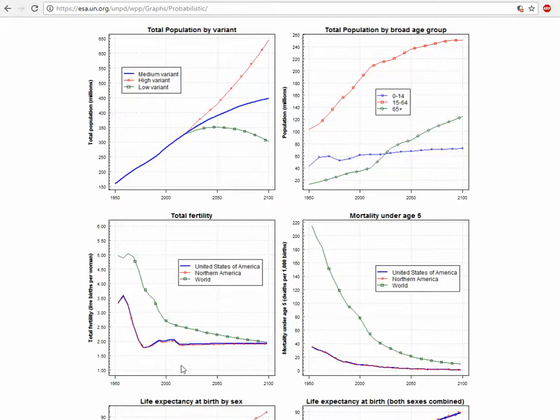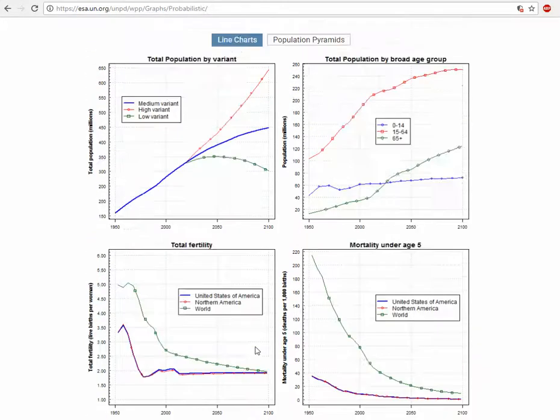beginning most likely probably like in 2017 or so, a population below replacement. And so what that tells us is that over time the population size would be expected to decline.